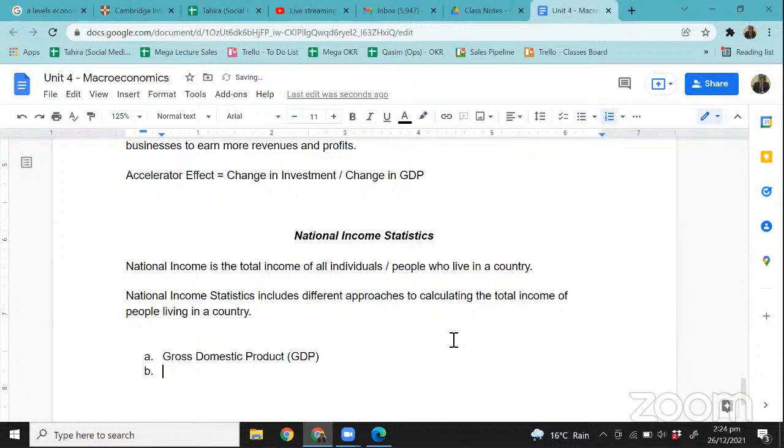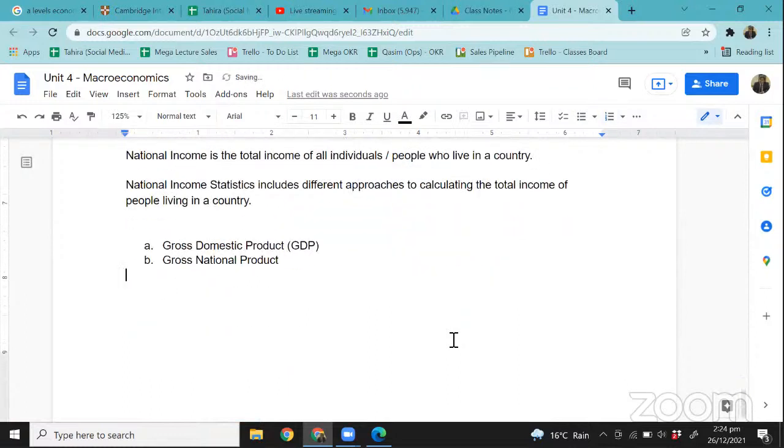So the first national income statistic that we discuss in today's class is gross domestic product. Then there is another one which is known as gross national product, right? Now, what's the difference between the two? We'll talk about this. And then there are two more. I'm not writing the other two at the moment, but we'll come back to this, right?